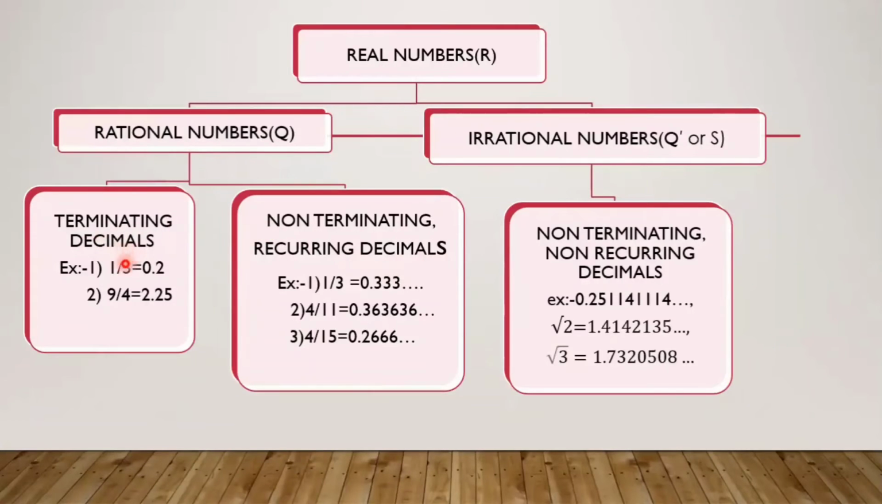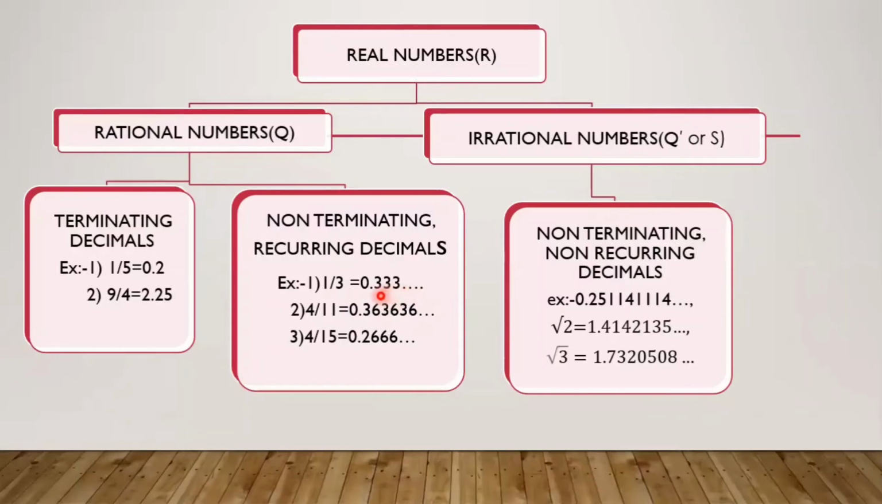In terminating decimals, the number stops at a point. It terminates. So the value of 1 by 5 is 0.2, and 9 by 4 is 2.25. So the number stops at a point in terminating decimals. But in non-terminating recurring decimals, the number does not stop. It repeats infinitely. Here the value of 1 by 3 is 0.3333, and so on.